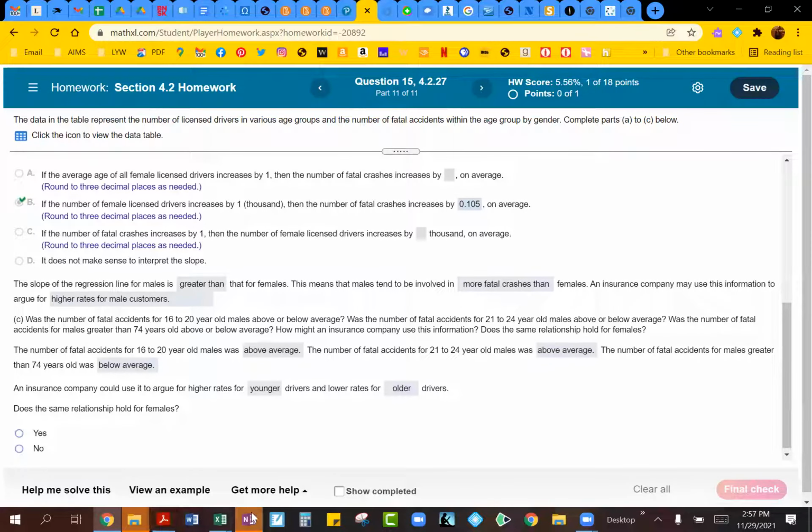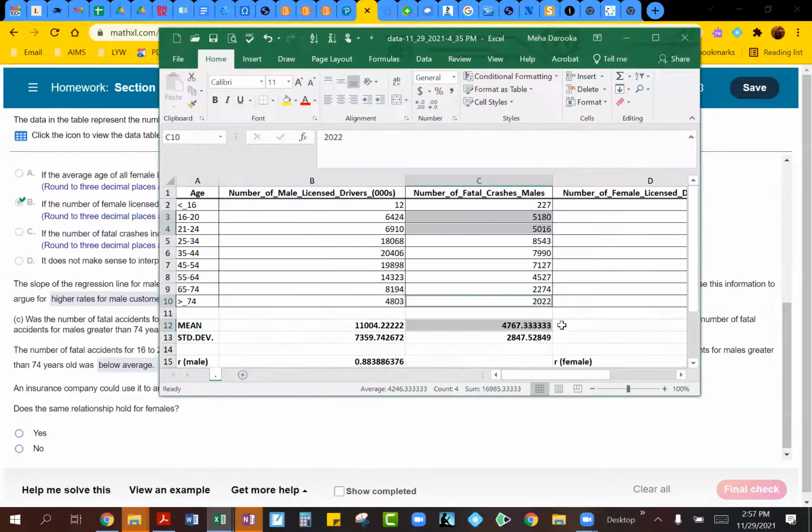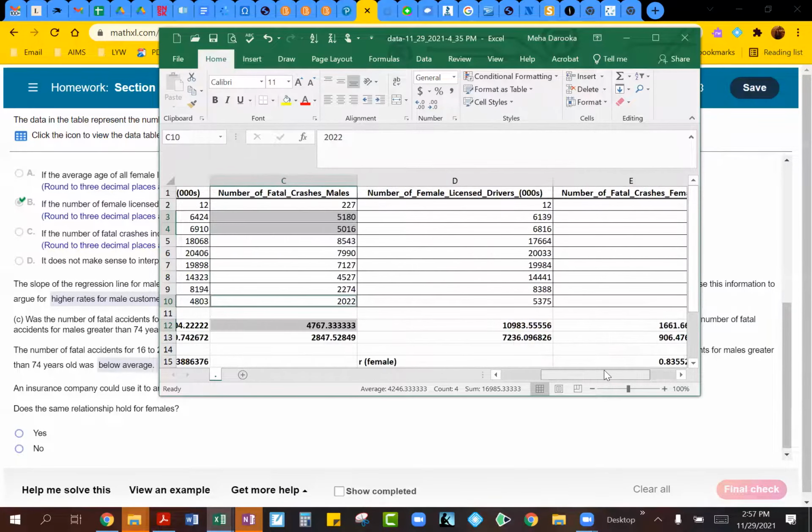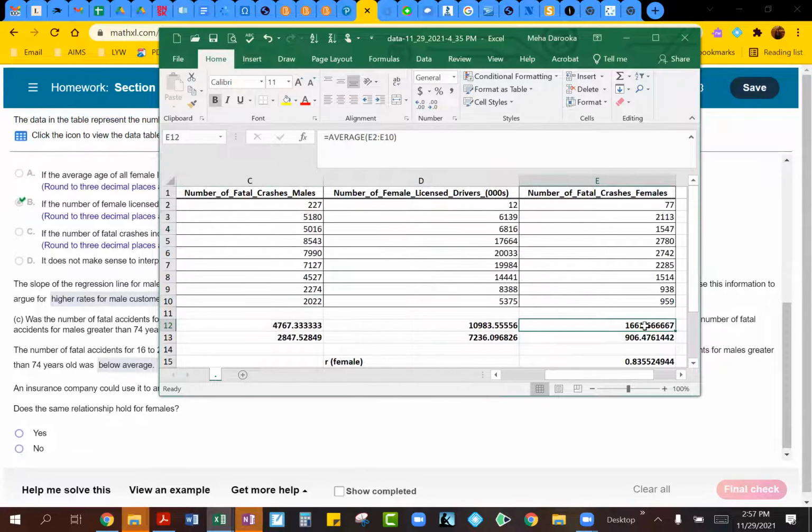Is this relationship the same for females? So for females, let's move over here. Fatal crashes on average are 1,661. This is the age group for 16 to, I think, 20. This is the age group from 21 to 24. And this is the age group greater than 74. So are those first two, 16 to 20 and 21 to 24, above average or below average?